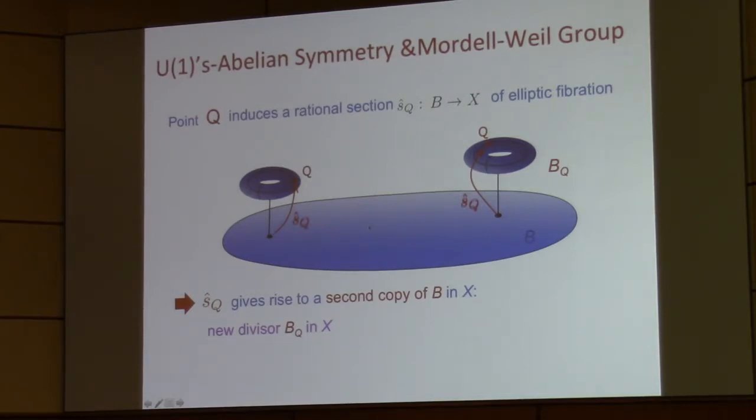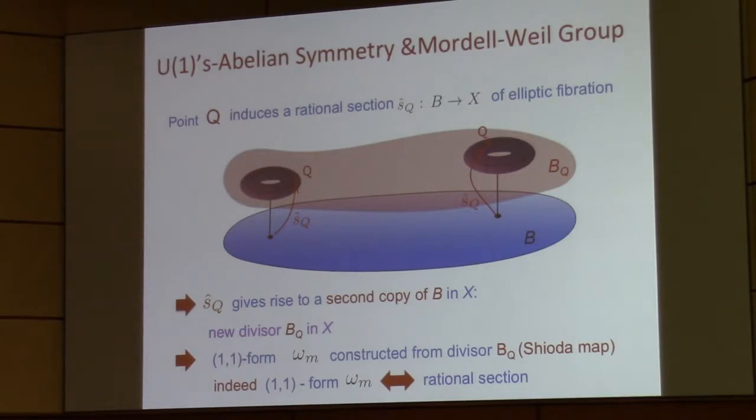organizes things in such a way that there is automatically guaranteed a second copy of the base, okay, so because of this bookkeeping of a rational section, keeping a clear bookkeeping of a map from the base to the points on a torus, provides us with a way of finding directly an additional new divisor, the so-called non-local horizontal divisor. Okay? And from this non-local horizontal divisor, we can construct via the Shioda map directly the corresponding (1,1) form that now supports the U(1) gauge boson of the four-dimensional theory.